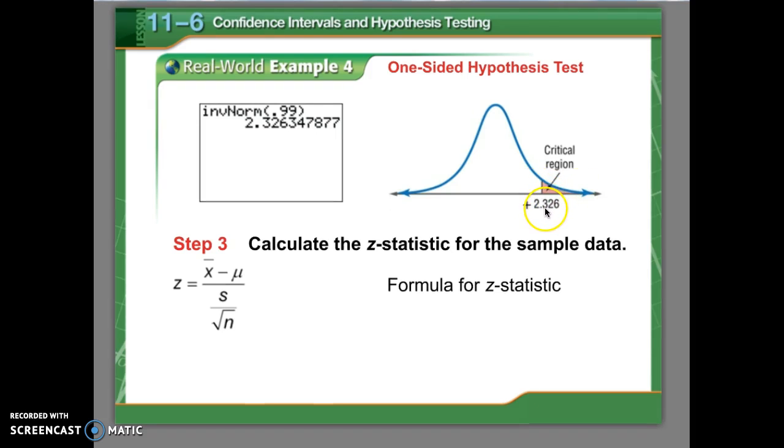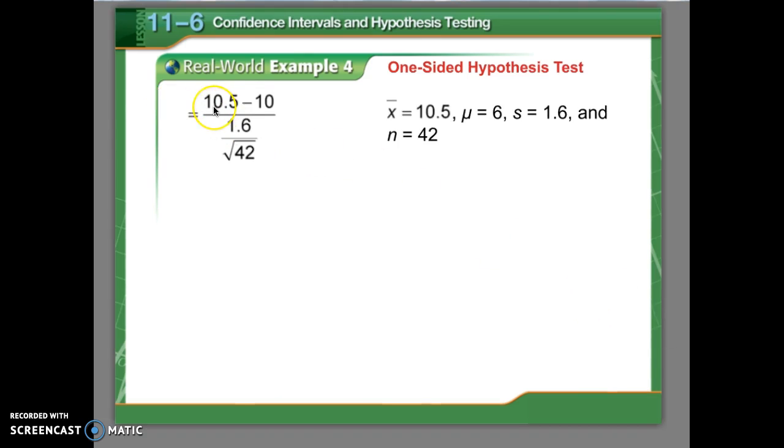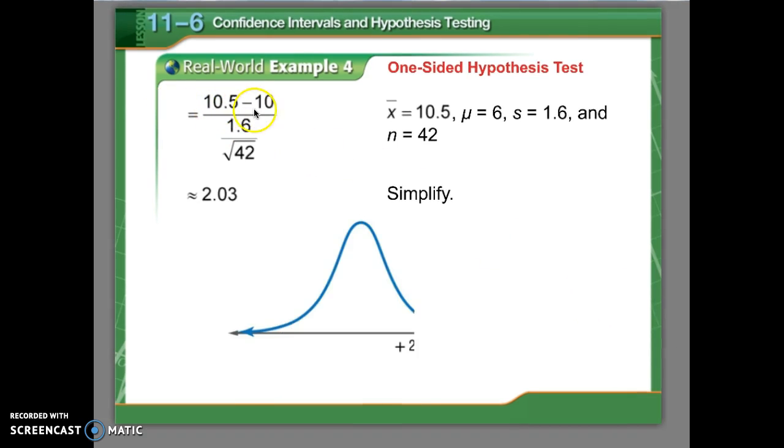Step 3, we're going to figure out what the z statistic, what the z-score is, based off our data. So we're using this formula that we've been given for z. When we plug our numbers in, the sample mean was 10.5 and the claim was 10. The standard deviation was 1.6 and the sample size was 42. When you plug all this in, you do some algebra on it, you're going to get 2.03. And notice that 2.03 is not greater than 2.326. It's not in this critical region.